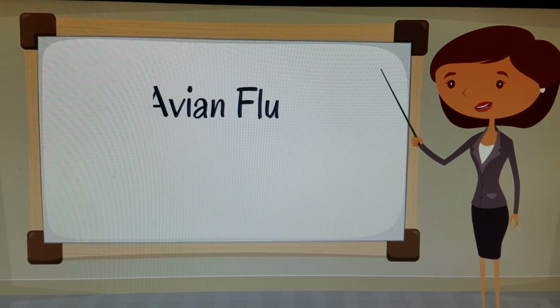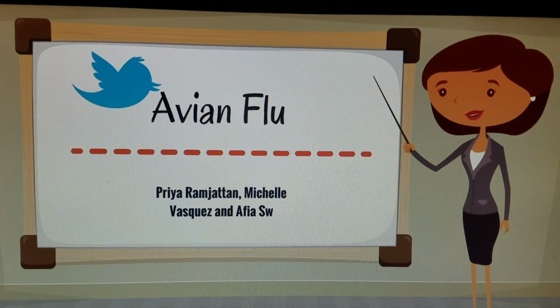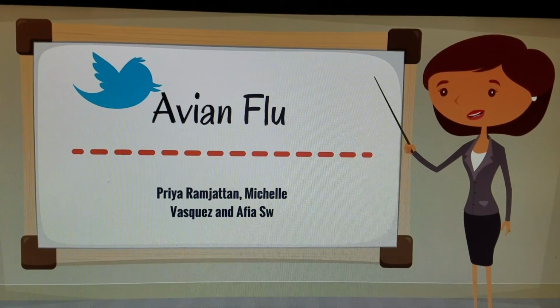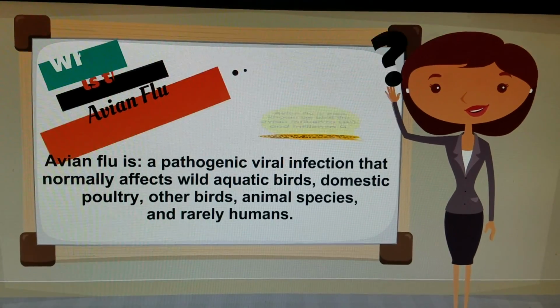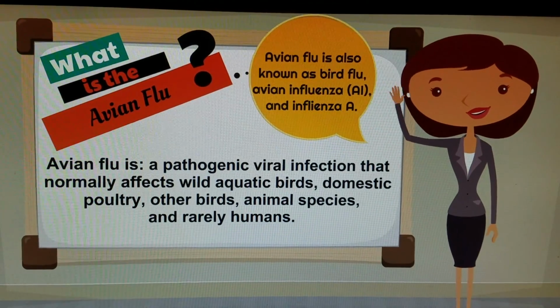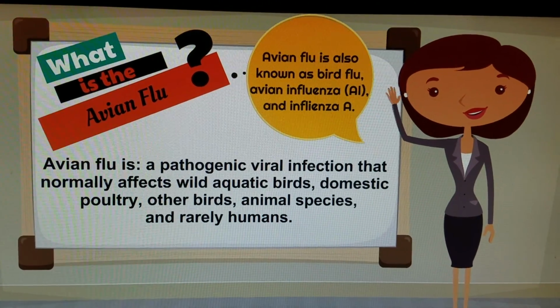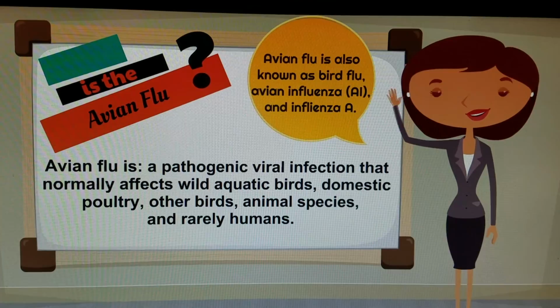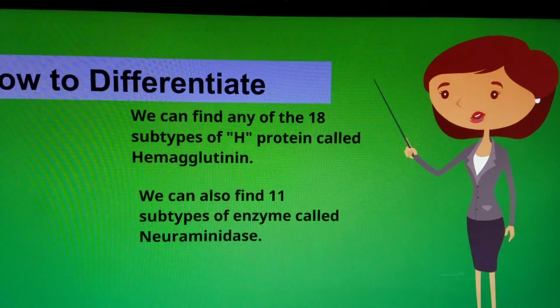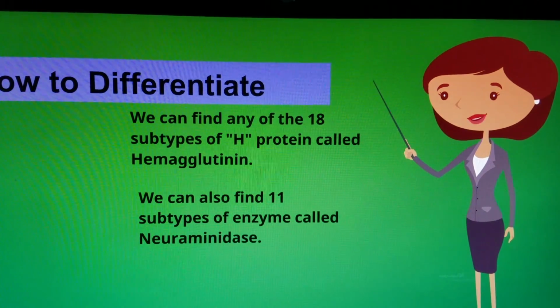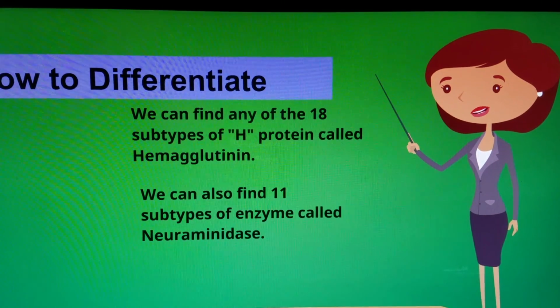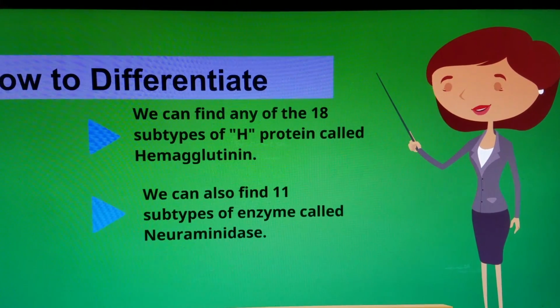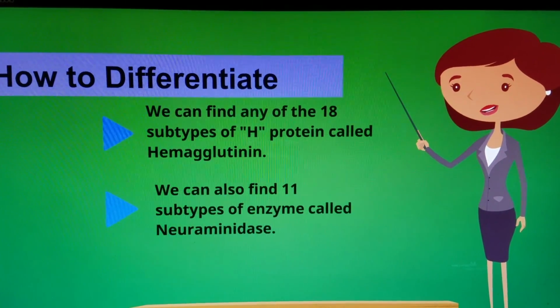Hi everyone, today we're going to talk about avian flu, which is also known as bird flu, avian influenza, and influenza A. Avian flu is a pathogenic viral infection that normally affects wild aquatic birds, domestic poultry, other birds, animal species, and rarely humans. Avian flu is also known as H5N1, which contains 5 hemagglutinin and 1 neuraminidase enzyme on the surface, which is illustrated.